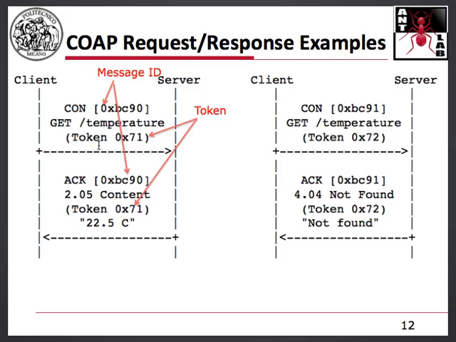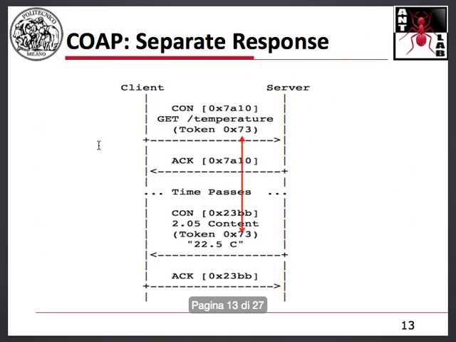That's a very good question. So he's asking, why do you need both the message ID and the token? You need both because, I guess we have a slide on that. Anyways, you need both because the response to one specific request may come in a different message than the acknowledgement one. Okay, let's see, yes, separate response, here it is.